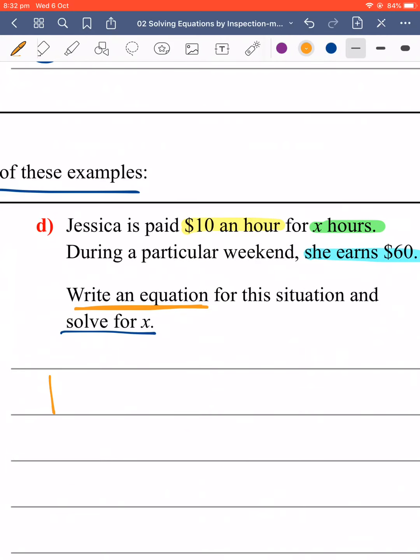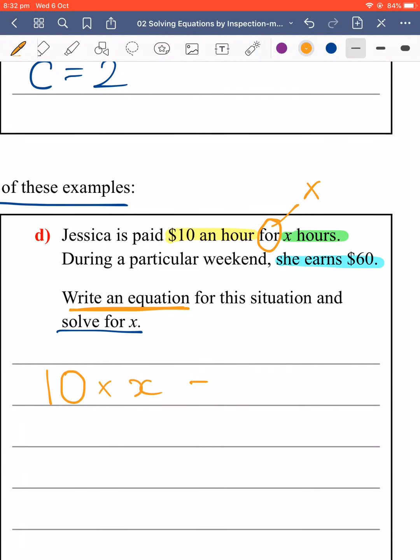So if she earns $10 per hour, because that word per or for, that refers to multiplying. And we've said for a particular weekend, she gets $60. That would be my equation. I've got my total, usually on my right-hand side, and what we have to find, the number of hours, on my left-hand side. Typically, that's what you'll normally see.